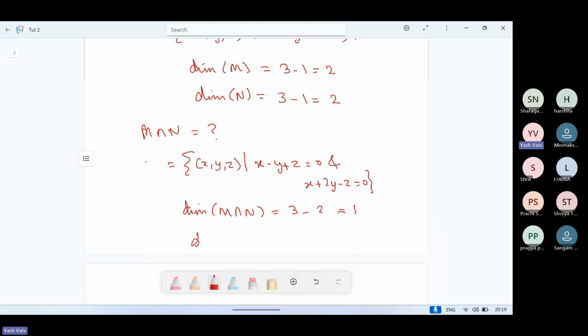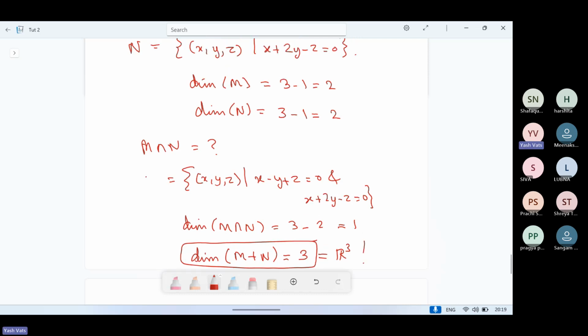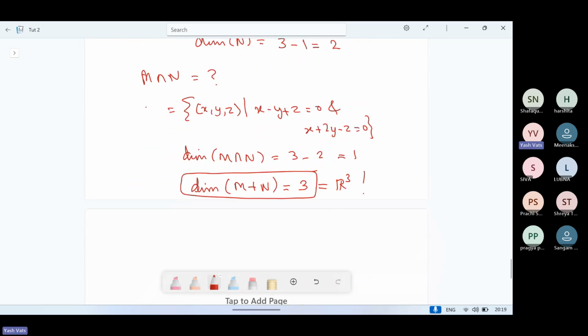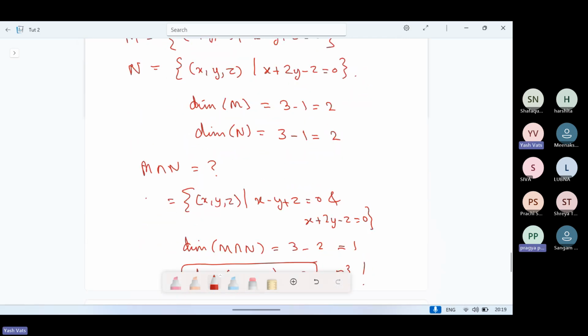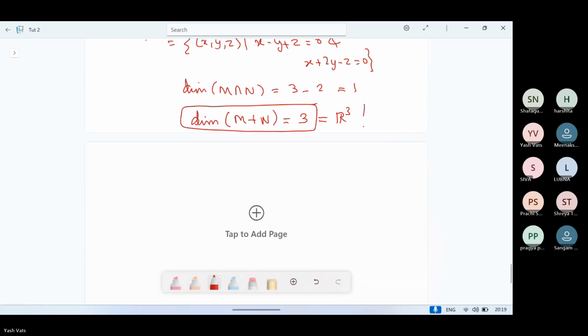So what is the dimension of M plus N? Yes, tell me. That is 3, which is the same as R3. Okay, so is it correct that R3 is this direct sum or not? Is this a direct sum or a simple sum? No, it's a simple sum, because M intersection N is not 0. Is it clear?